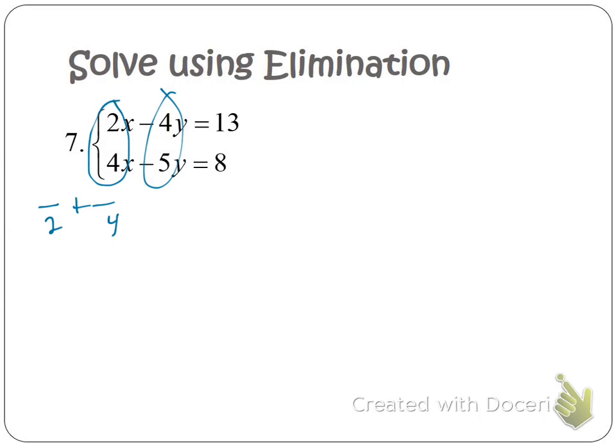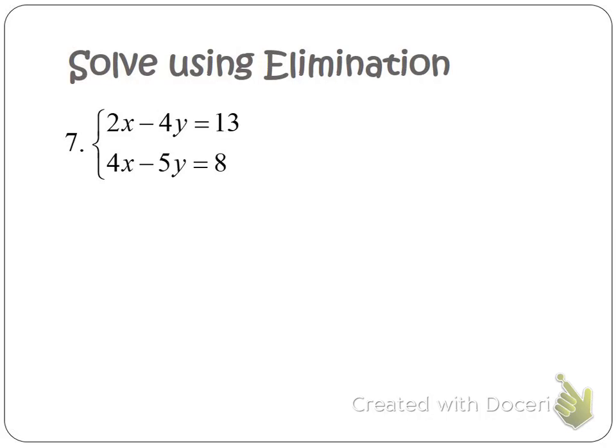If I wanted to do that for these guys, I'd be looking at a least common denominator of 20. And so I'd make them each 20 using multiplication. Okay? It doesn't matter which variable you eliminate. You can eliminate x or y. You should get the same answer either way. So I tend to look at the ones that have smaller numbers so that I don't have to multiply by as big a number. And so I'm going to eliminate the x's.